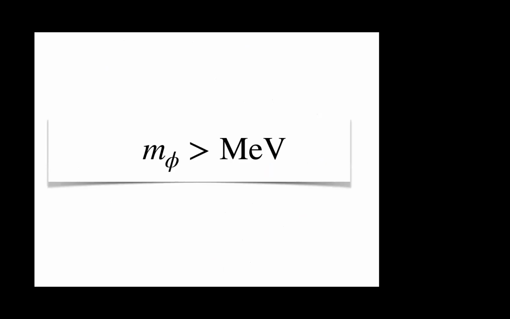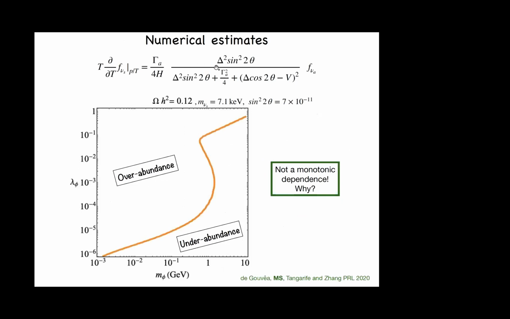Now let's look at the limit where the phi is greater than order 1 or order 10 MeV, so that you never worry about BBN bounds. I'll go to the other limit slightly later. So in this limit, now if you remember, this was the equation that we talked about.